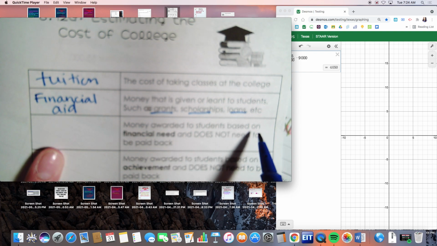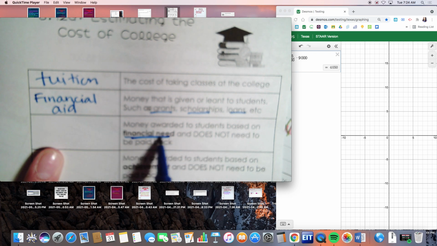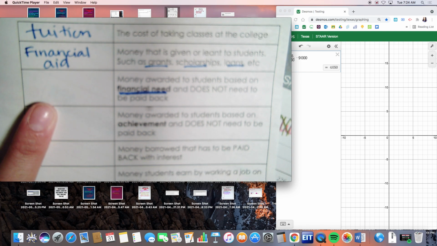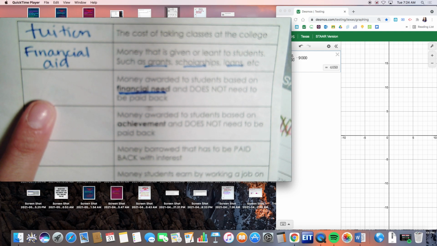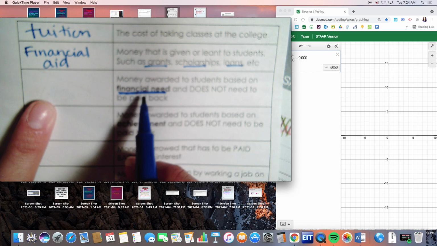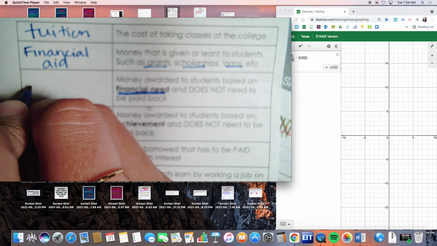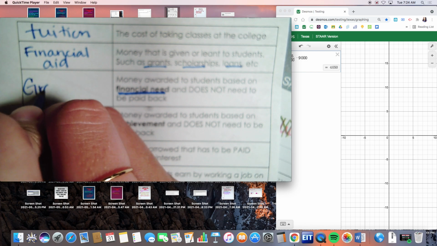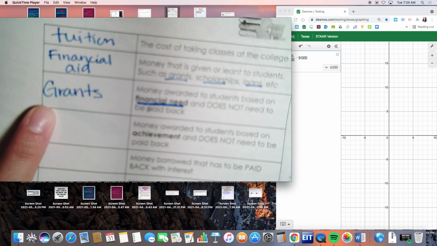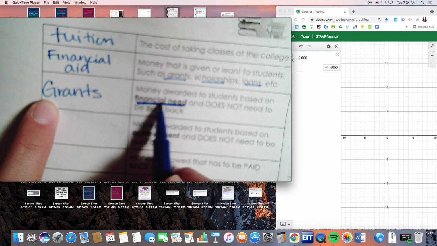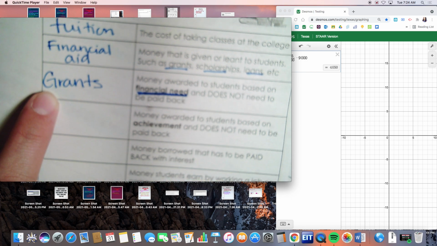Now, money awarded to students based on financial need, this means like if your parents do not make enough money, if you guys have a really big family, you have more financial need than someone whose parents make more money, so they can give you things called grants, which is free money. You won't ever have to pay this back, and this is strictly just based off of how much your parents make.